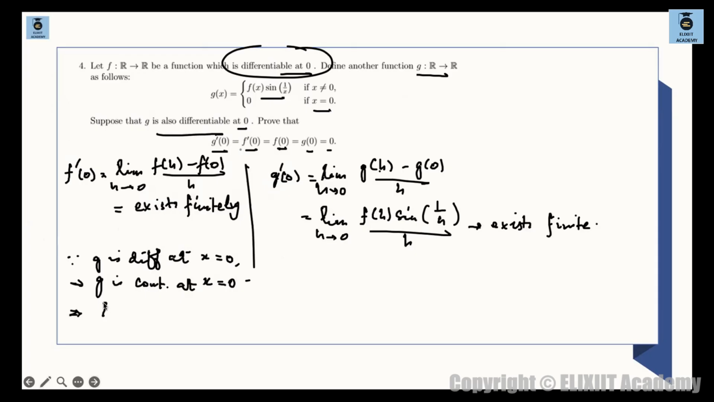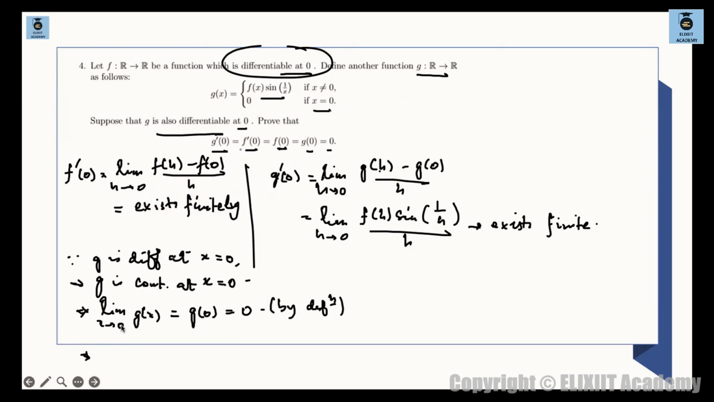So what happens is, limit x tending to 0, g(x) will be equal to g(0). This is by the definition of continuity, and this is equal to 0 only because g(0) is known to us. Limit x tending to 0, g(x) will be g(0), which is 0 only.